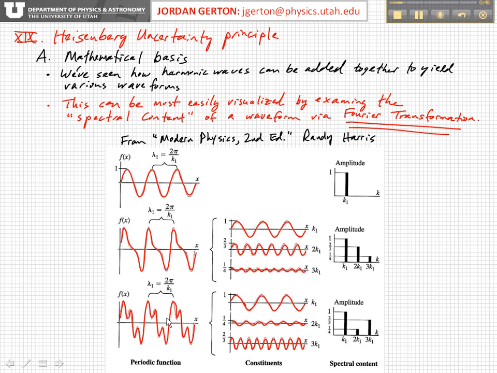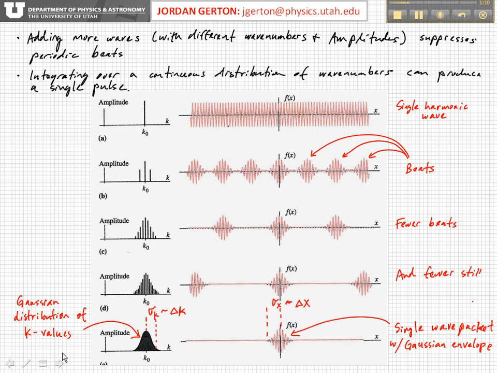So if we want to talk about wave packets, okay, then we have to figure out a way to actually get rid of the repetition, these beats, if you will, and actually just be left with a single pulse, okay. So how does that work? Well, if we imagine again that we have a single component wave, so this has a single wavelength, one value of k naught, okay.